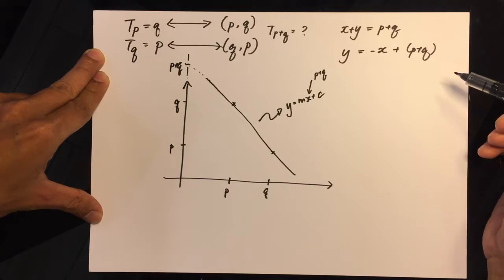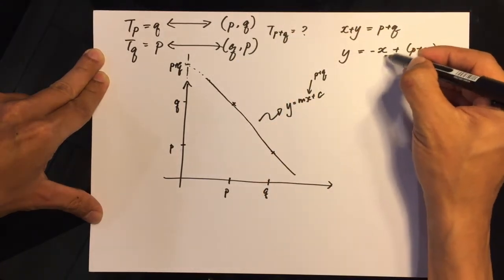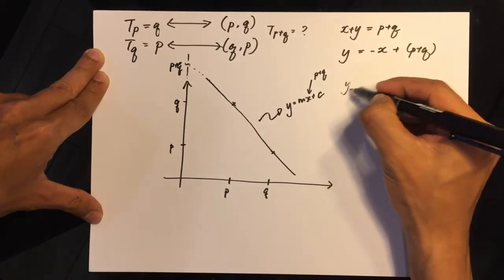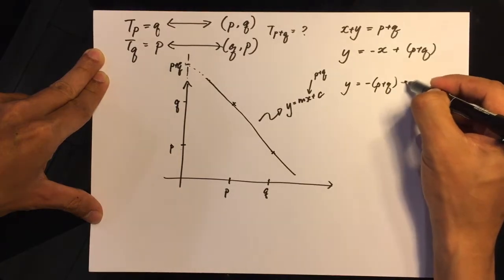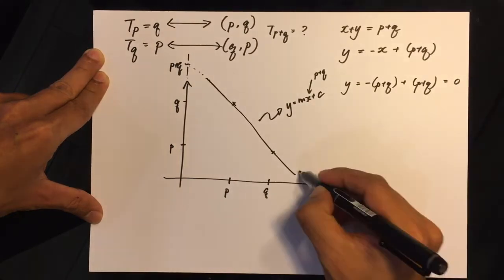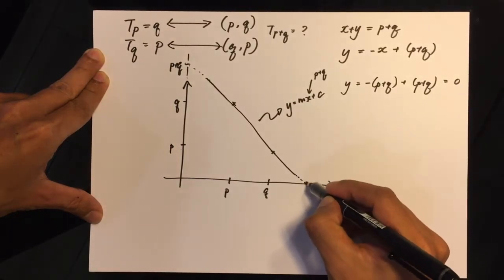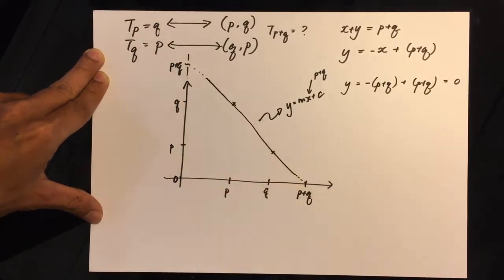Okay, so the question now is, for the p plus q term, you would substitute p plus q into here. What would y be? Minus p plus q plus p plus q, that obviously is equal to 0. So it turns out that your p plus q term is actually equal to 0. And that's your answer right there. It's equal to 0. Right, so that's just a very simple way of solving the equation.